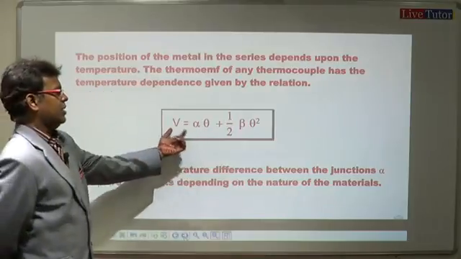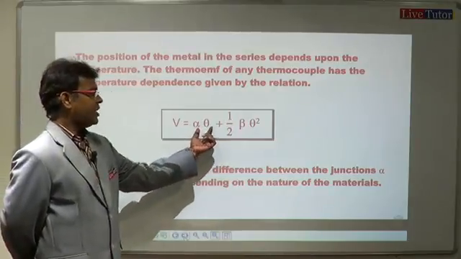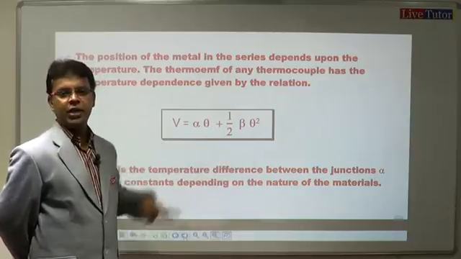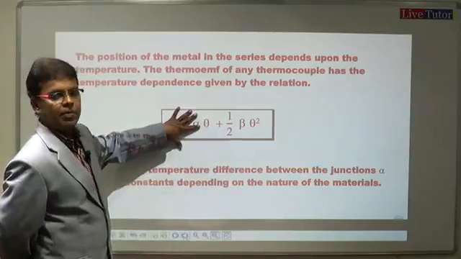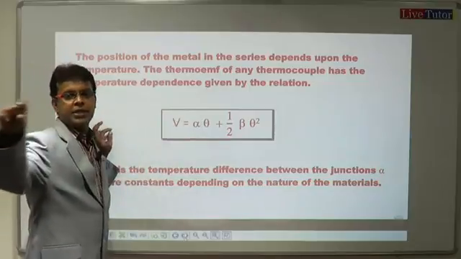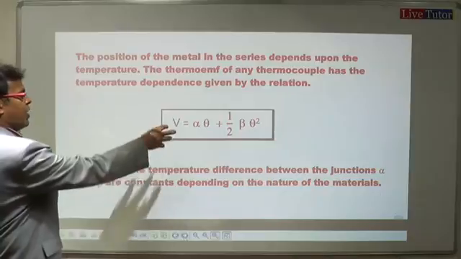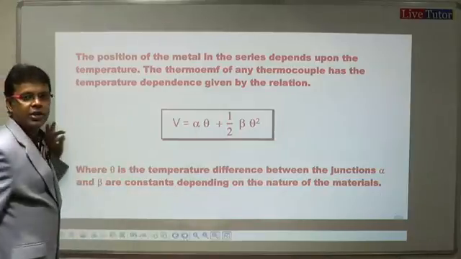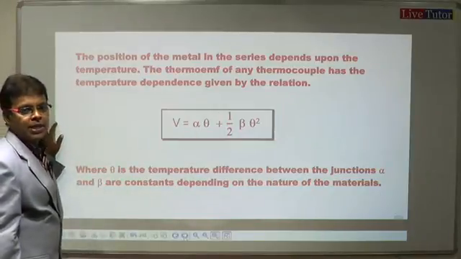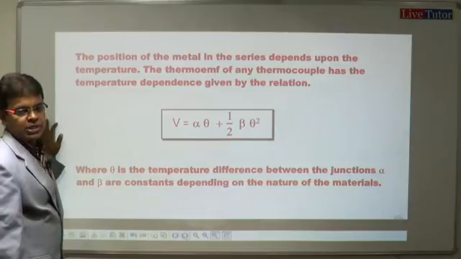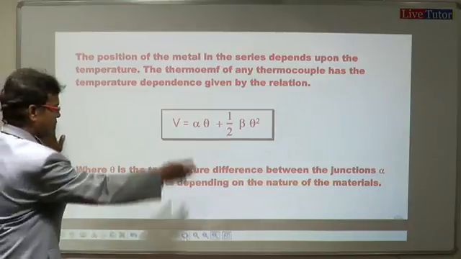It is given like this: V is equal to alpha theta plus half beta theta square. Based on this relationship, they have arranged the metals in the thermoelectric series. Okay? So this formula also is important for 3 mark question. A problem may be asked. It may be in the book back questions. The first question is based on this formula only.